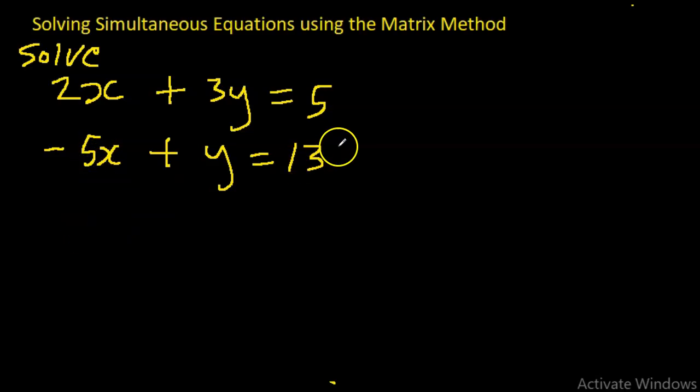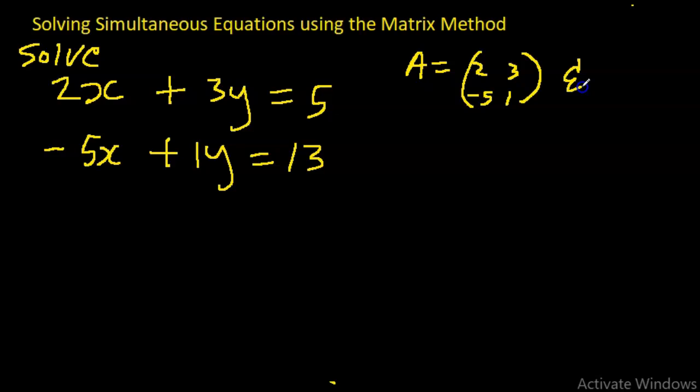So remember, let me just write out what A and B are. A, remember how we get the elements for A, the coefficients: the 2, 3, and negative 5. And what is this? Y, don't forget y is 1y, alright? And of course, B will be our constants over here, 5, 13.